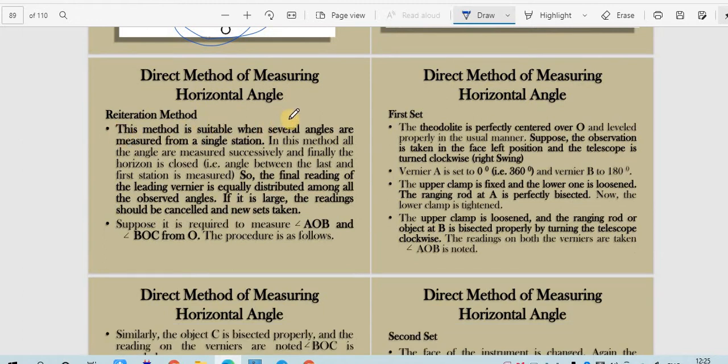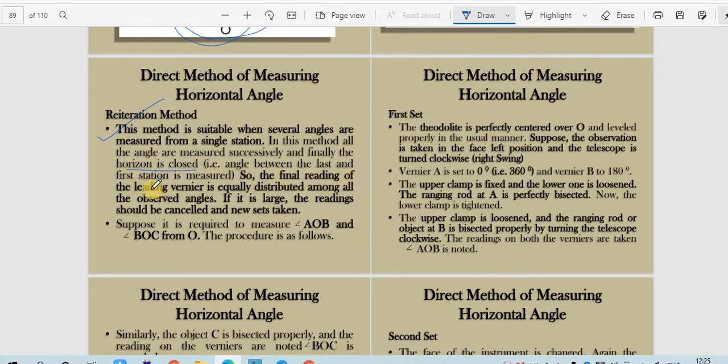This method is suitable when several angles are to be measured from a single station. So generally iteration method is adopted when you have to measure a number of angles from the same position. So you can adopt iteration method over there. In this method all the angles are measured successively, and finally the horizon has been closed.